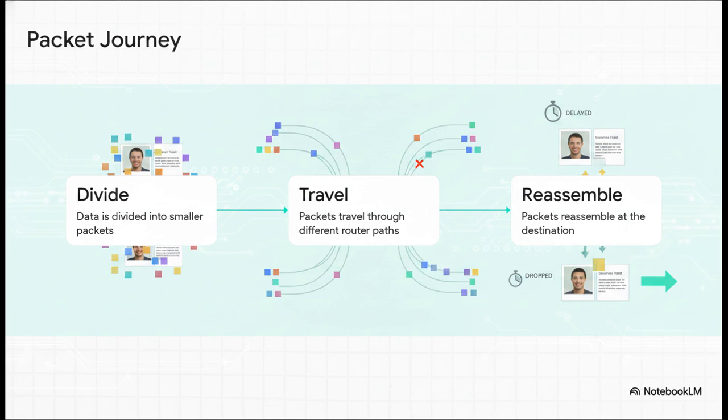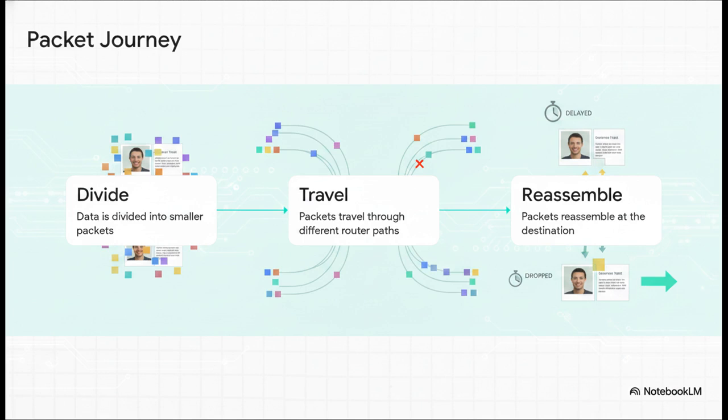Let's walk through the actual mechanics of this process. Step 1. Your data, whether that's a picture or a text, is divided up into packets. Step 2, the packets are sent out into the network. And here is the absolute genius part. If a router goes down or some fiber optic cable gets cut accidentally, the network just routes the remaining packets right around the failure. They simply take different paths. Then, step 3, they arrive and reassemble at the destination. And because they take all these different routes, it means packets can absolutely be delayed, dropped, or arrive entirely out of order. Page 5 might literally show up before page 2.